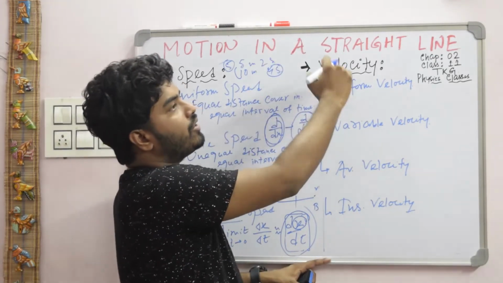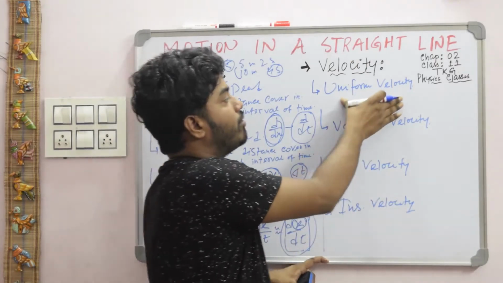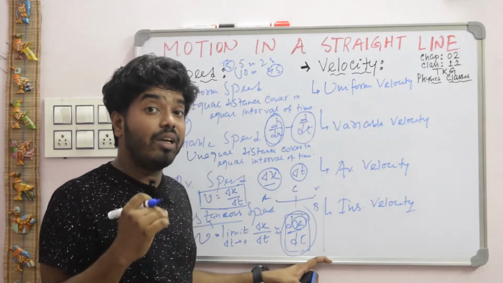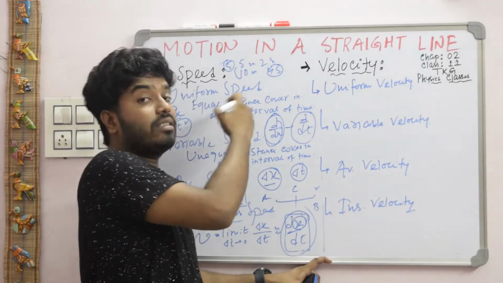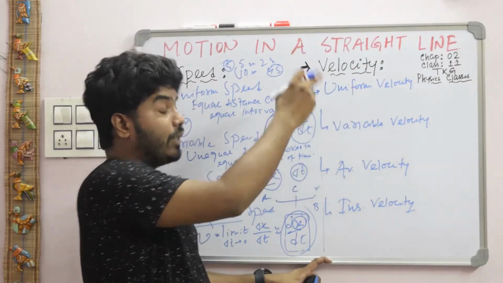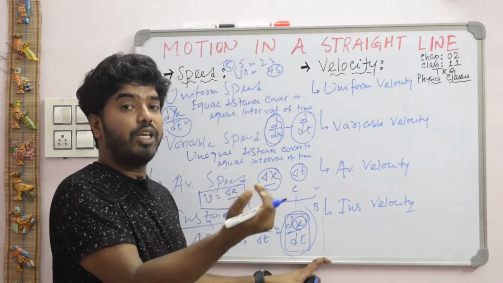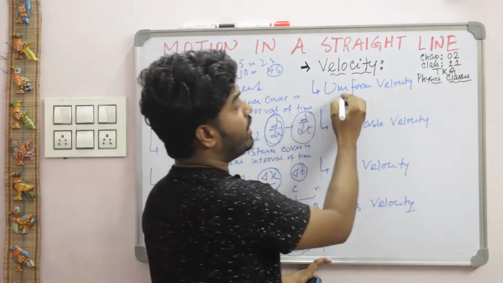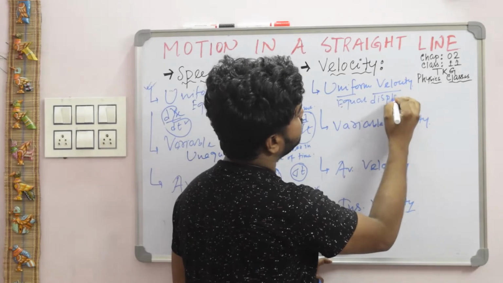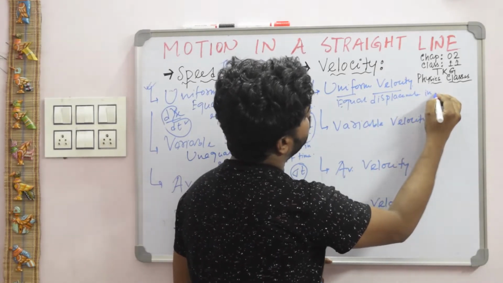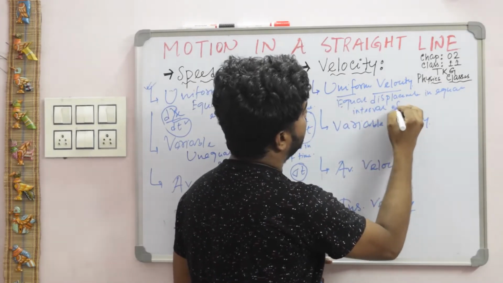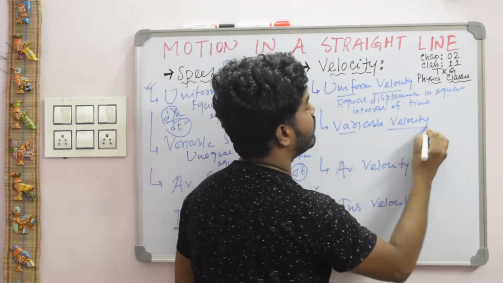Here velocity is related to displacement by time. So what is uniform velocity? A body is said to be in uniform velocity when it covers equal displacement. Here speed is related to distance, but velocity is related to displacement. So we can say when a body covers equal displacement in equal intervals of time, then the body is said to be in uniform velocity. That is, equal displacement in equal interval of time.